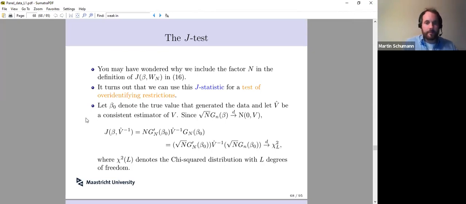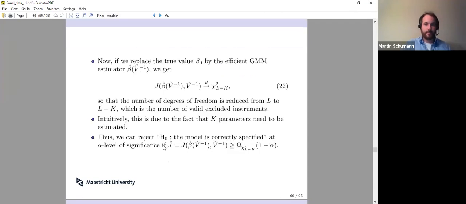Okay, now there's only one problem. We do not have the true beta. We don't know this thing, so we have to estimate that first. And it turns out that, as usual, when we estimate stuff, we can only do that at a loss. And the loss here is that we lose some of the degrees of freedom. So we go from L to L minus K, where K is exactly the number of valid excluded instruments. This is why we need over-identification in order to apply the J test.